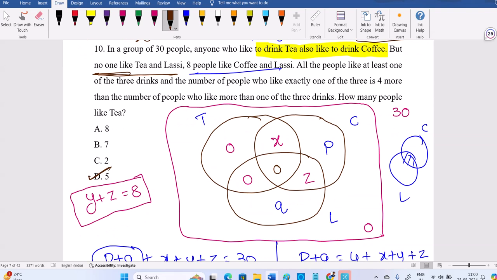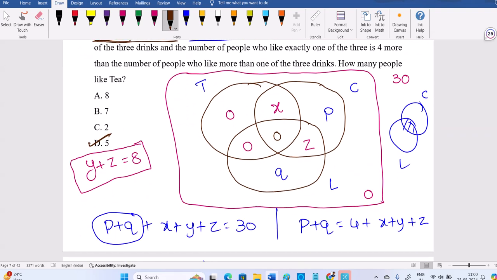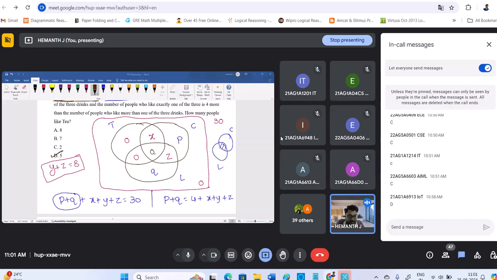See this question, a bit next level question I can say, as they didn't give anything directly. They didn't mention all this stuff directly, so we had to go ahead. Coffee and lassi 8. All three intersection is not possible, as T and lassi is 0. So any doubt in this question, please raise hand and let us discuss.